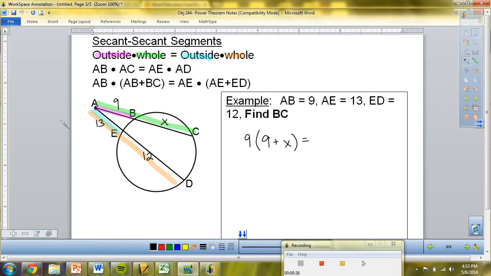Then the second chord, my lower chord, secant, is going to be the outside part, which is 13. And then the inside part, which is 13 and 12 put together, which those are expressions that we can combine. So I'm going to go ahead and add up 13 plus 12 to be 25.